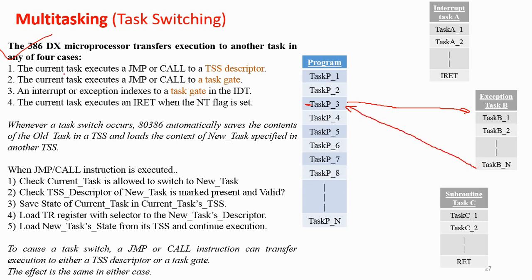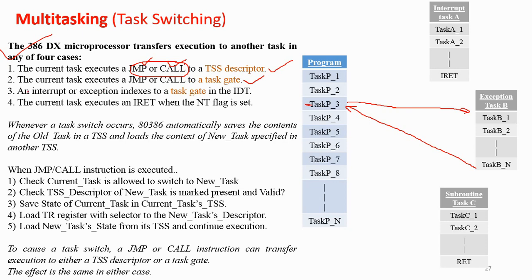So the current task will jump to the new task when it executes a jump or, let's say, a call instruction. This jump or call instruction can happen in two ways. If jump or call gets executed, it will get executed with the help of a TSS descriptor, or it can get executed to a task gate. We will see the TSS descriptor and task gate descriptor later on.